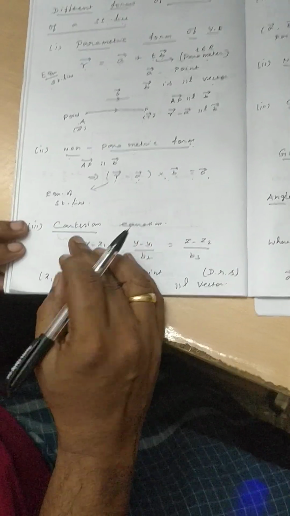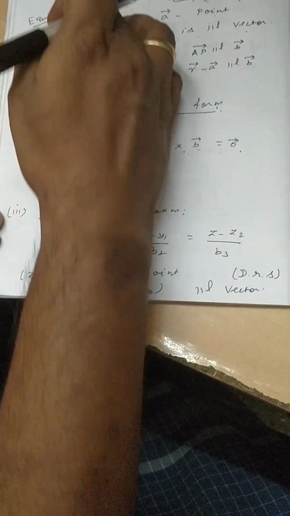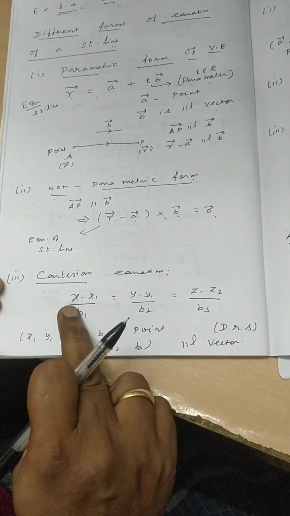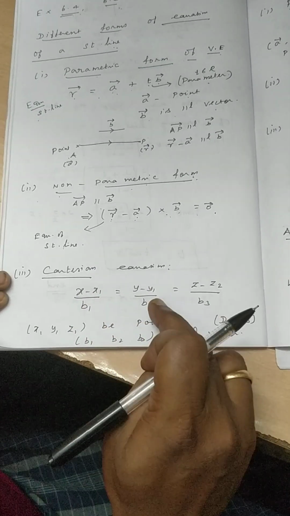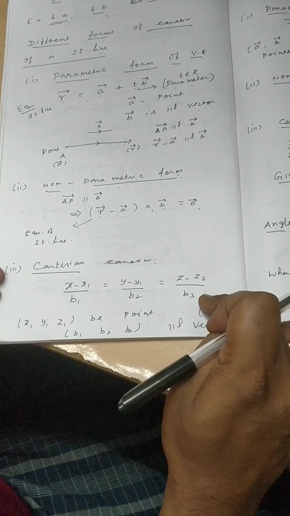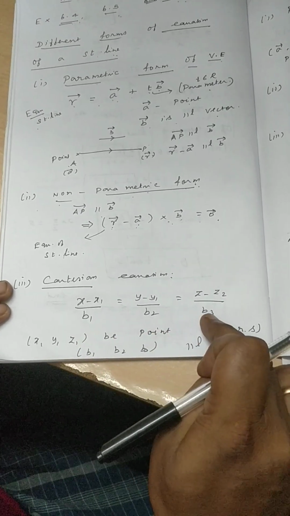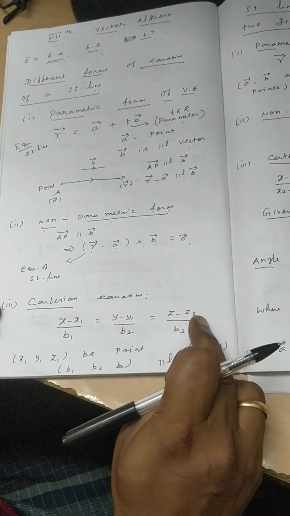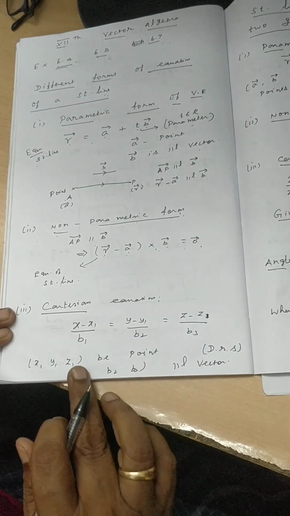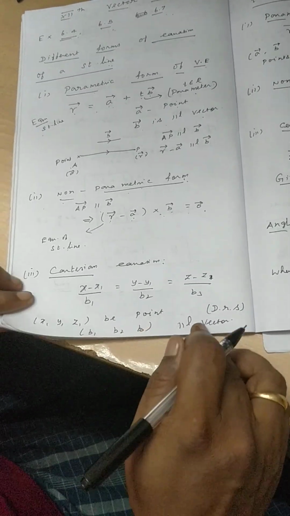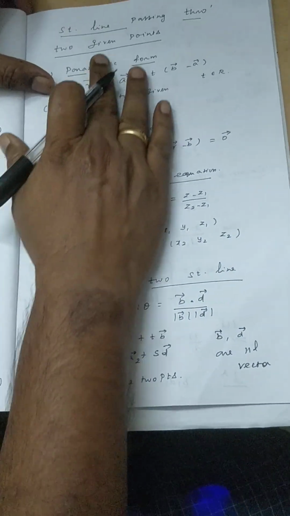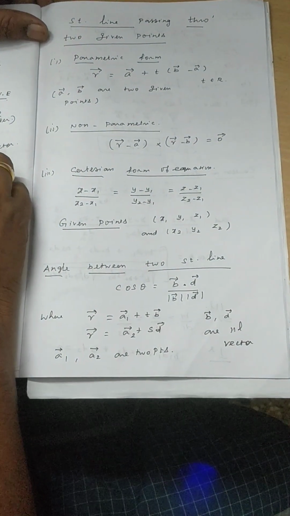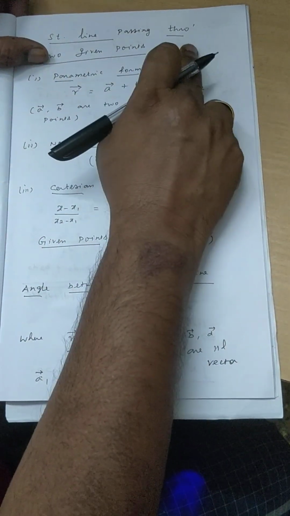The third type is the Cartesian equation of the straight line. So there are three types: parametric form, non-parametric form, and Cartesian form. That is (x minus x1) by b1 equal to (y minus y1) by b2 equal to (z minus z1) by b3, where b1, b2, b3 are direction ratios, that is, the parallel vector. x1, y1, z1 is a point. Okay. Now, a straight line passing through two given points: the first case was one point and one parallel vector, the second type is two given points.